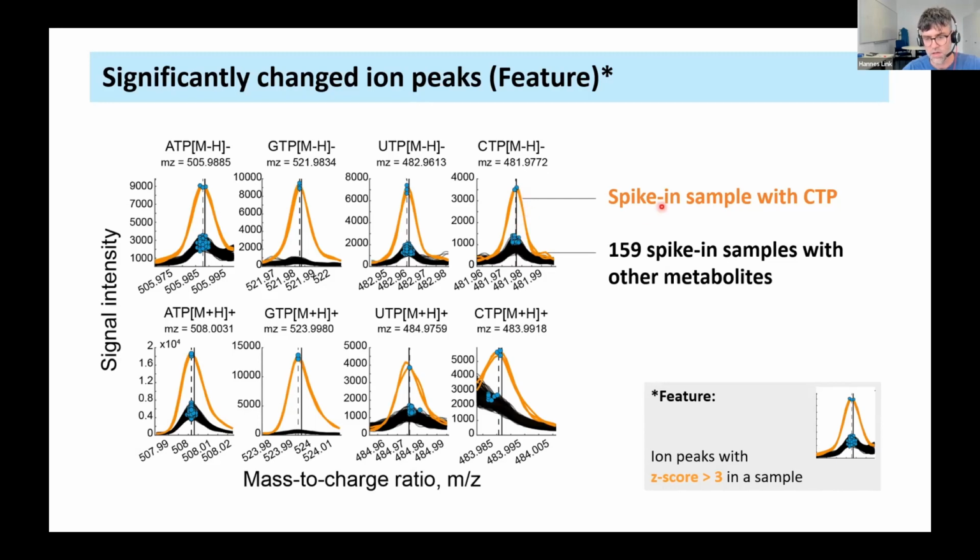And then you see in orange the sample where we spiked CTP into the E. coli extract, and down here, the black lines are the 159 remaining spike-in samples. And you can see we detect for all the nucleotides, in both positive and negative mode, a significant increase. That's important for the next slide. I will just call this a significant feature, or simply a feature. These are ion peaks that are significantly changed, meaning they have a Z score higher than 3 compared to the other samples. So it's indicated here. Whenever we have a situation like this, it means it's a significant feature.